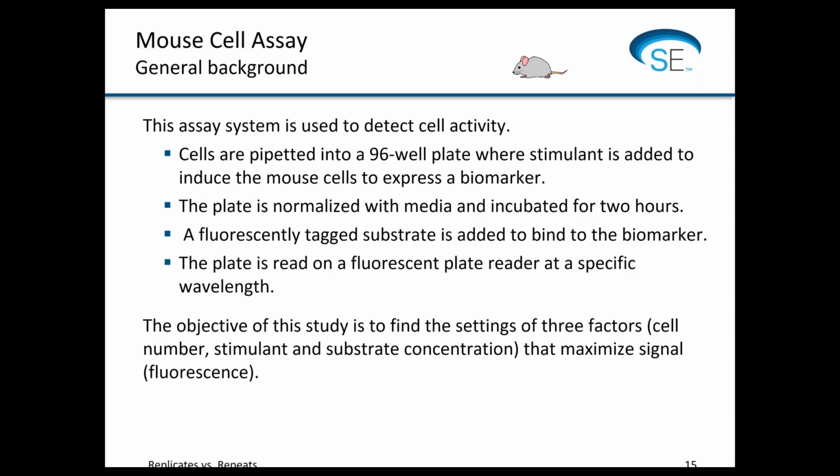Okay, so the assay system used to detect cell activity is that the cells are pipetted into a well on the 96 well plate. Stimulant is added to induce the mouse cells to express a biomarker. The plate's then normalized with media and incubated for 2 hours. A fluorescently tagged substrate is added to bind with that biomarker. Then we read the plate on a fluorescence plate reader at a specific wavelength. And the objective of this study is to find the settings of the 3 factors: cell number, stimulant, and substrate concentrations that maximize the signal, in this case, the fluorescence emitted by the plate.